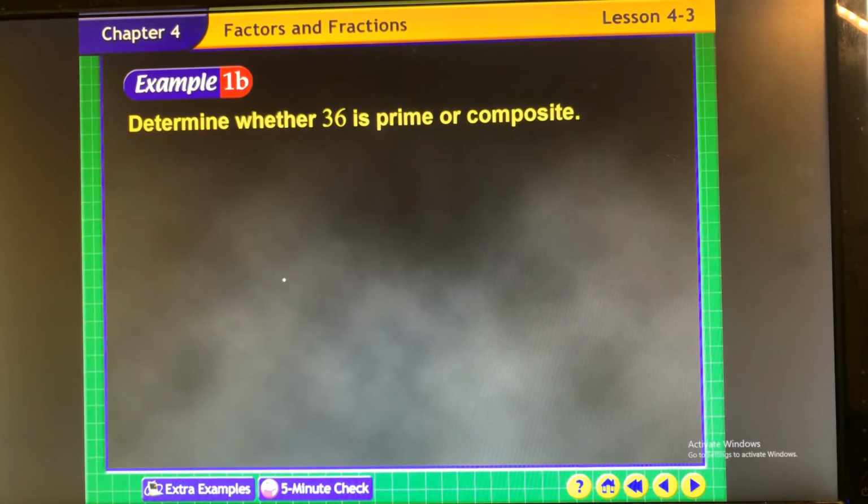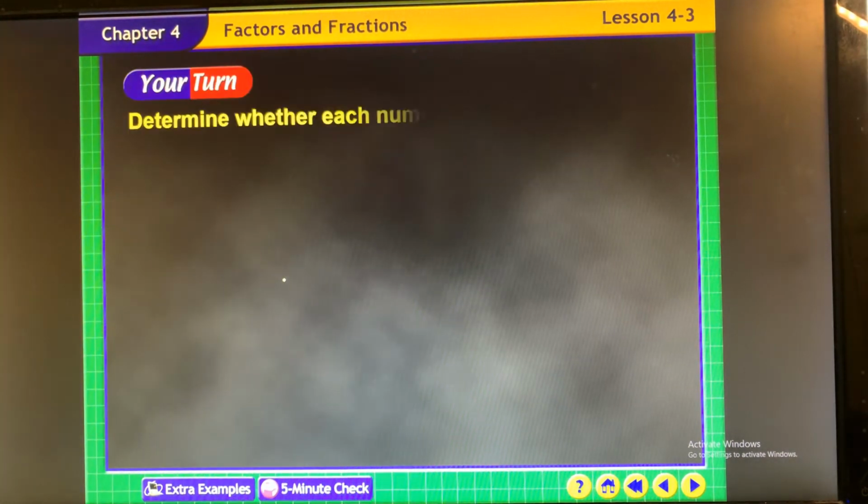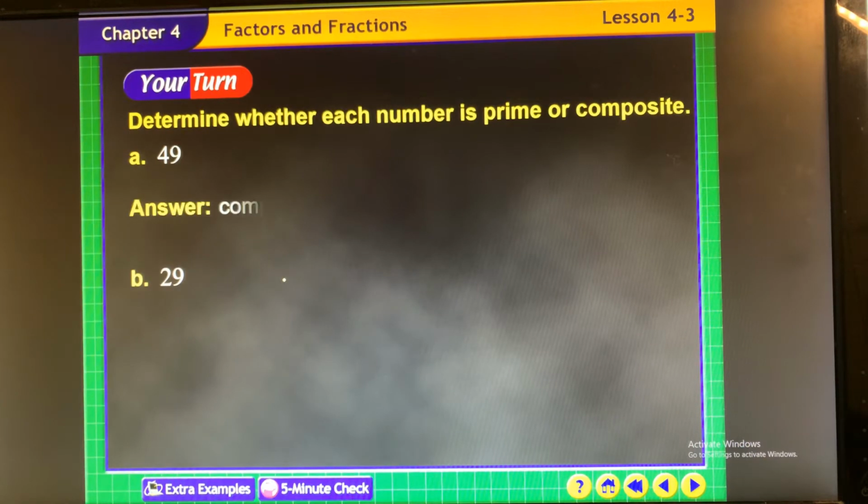36, definitely composite, has several factors. 49, definitely composite. It has more than two factors, I should say. 29, no, it doesn't fit any of the rules, prime.